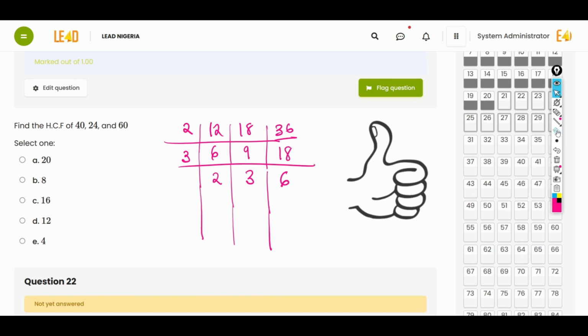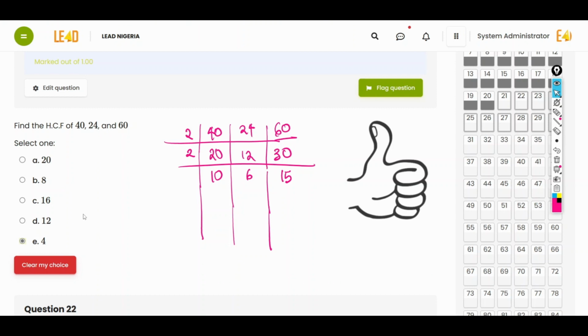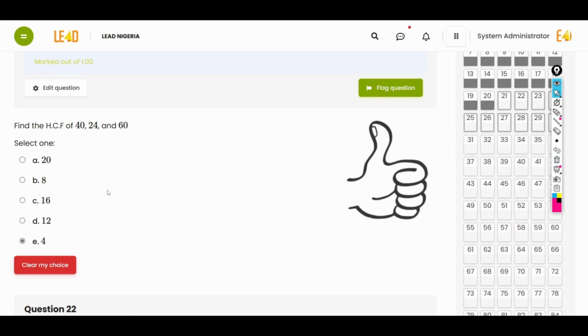Okay, find the HCF again. So find the HCF of 40, 24, and 60. We can use 2, 20, 12, and 30. We can use 2, 10, 6, and 15. Okay, the answer is 4, right? Because there's nothing else that can divide all of them. So the answer is 4. 2 times 2, 4, right? So we got 4 because we multiplied 2 by 2. And when we are doing HCF, remember, we only divide by what can divide everything.